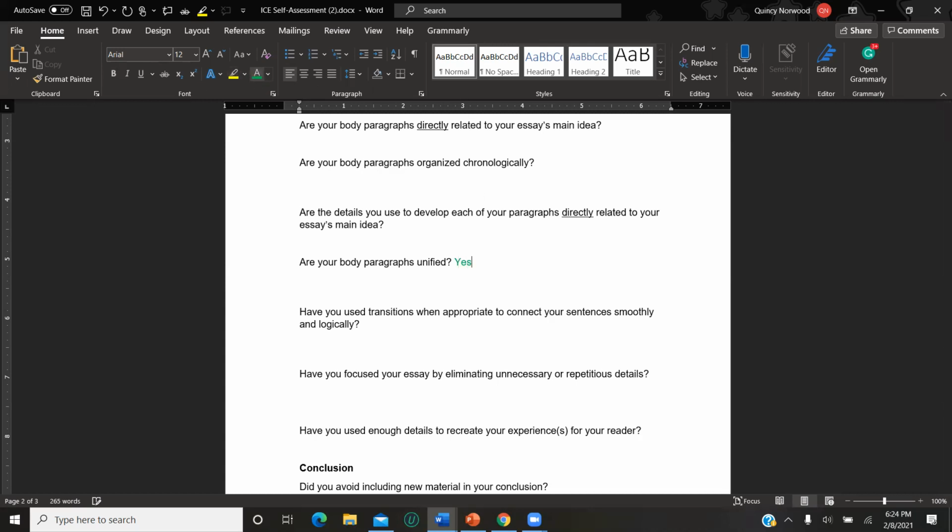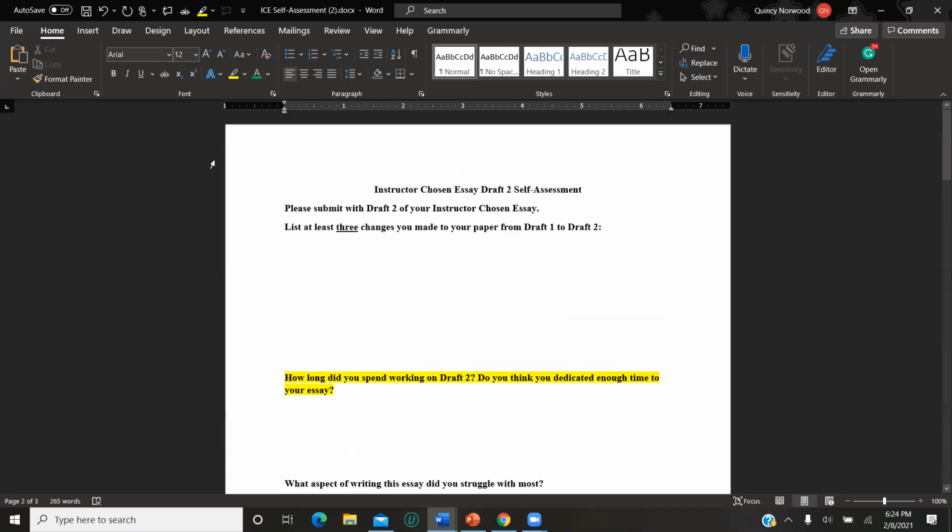I'm in a green mood today, so everything's been green. All right. And then you can just save it, upload it right into the assignment folder. You can put this in the draft 2 folder along with your draft. That's fine.